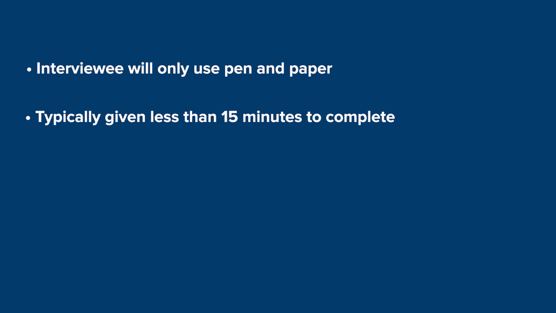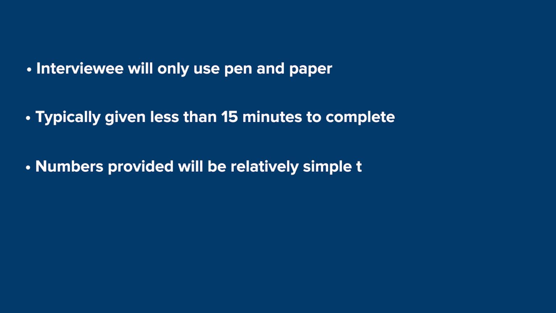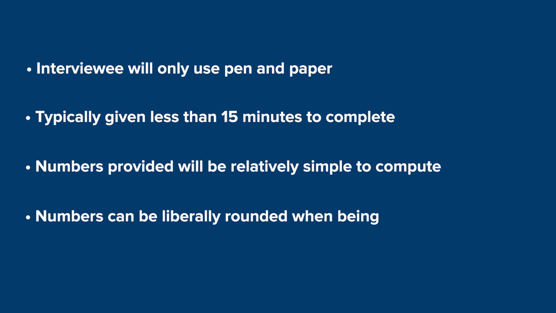So in a typical Paper LBO, these are the rules. The interviewee will complete financial forecasts by hand. They'll typically be given less than 15 minutes to complete the entire thing. The numbers provided will be relatively simple to compute, so you're not going to get very strange decimals or very difficult numbers, and you'll also be allowed to liberally round numbers.